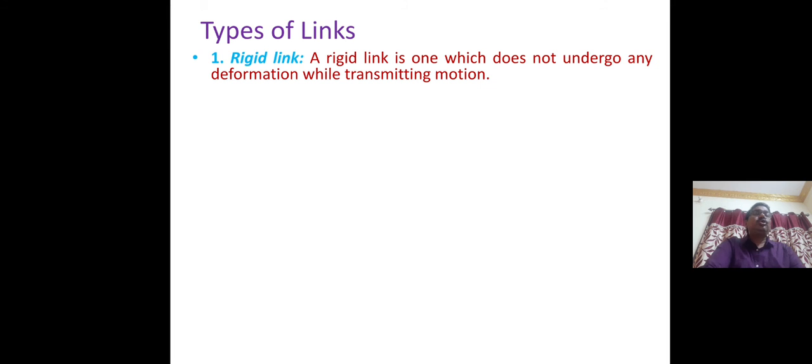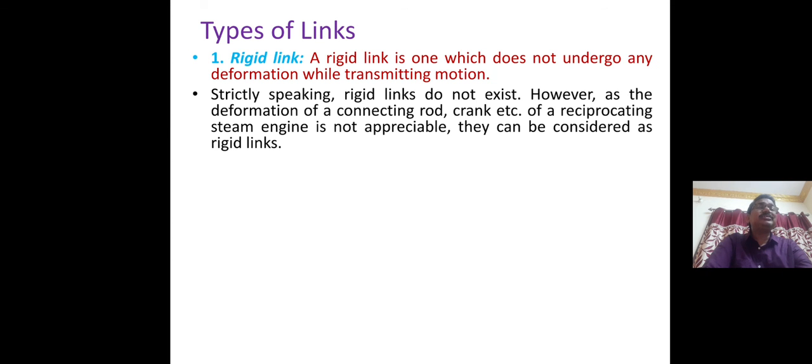Now types of links. Mainly they are divided into three types: rigid link, flexible link, and fluid link. First we are going to discuss the rigid link. A rigid link is one which does not undergo any deformation while transmitting motion. If no deformation is taking place, then it is called a rigid link. An example I already discussed is a shaft or rod.